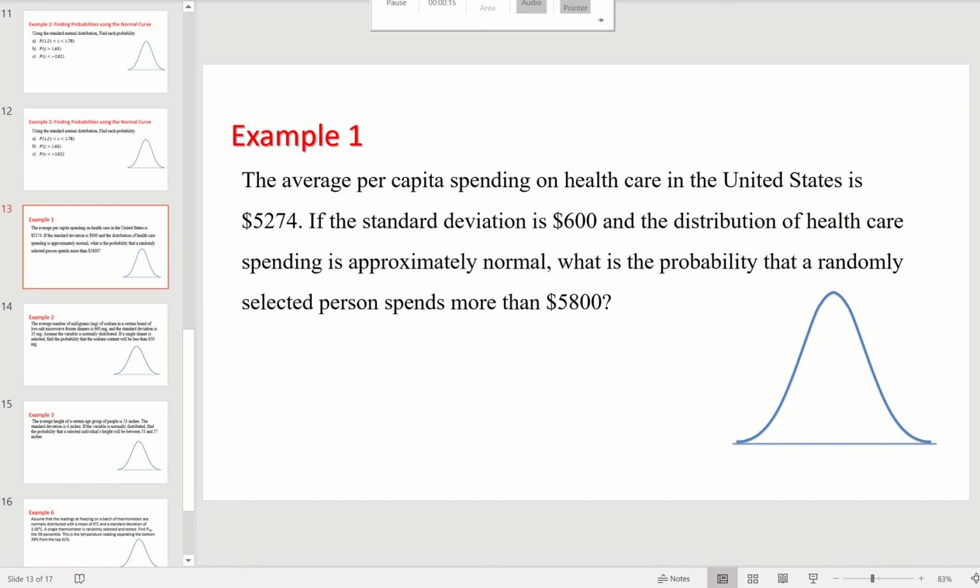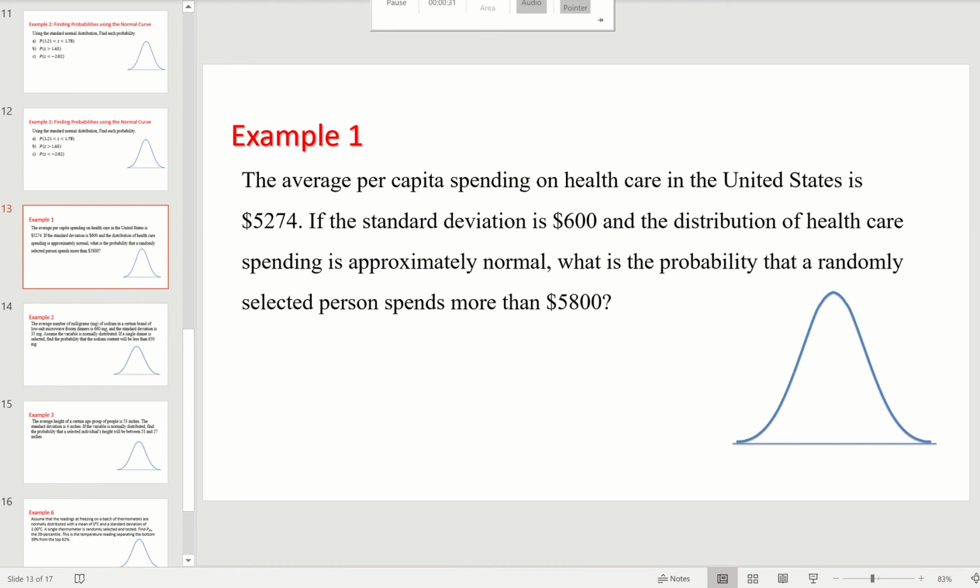The average per capita spending on healthcare in the United States is $5,274. If the standard deviation is $600 and the distribution of the healthcare spending is approximately normal, what is the probability that a randomly selected person spends more than $5,800?